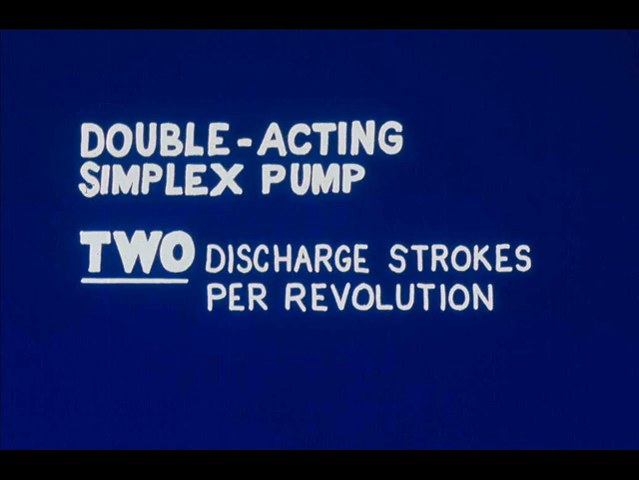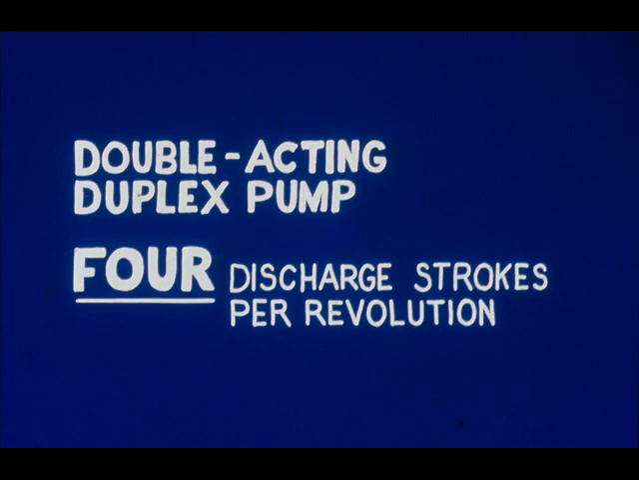But a double-acting simplex pump discharges on both the forward and backward strokes. So it makes 2 discharge strokes per revolution. And since a double-acting duplex pump makes 4 strokes per revolution, each of which discharges liquid, it makes 4 discharge strokes per revolution.